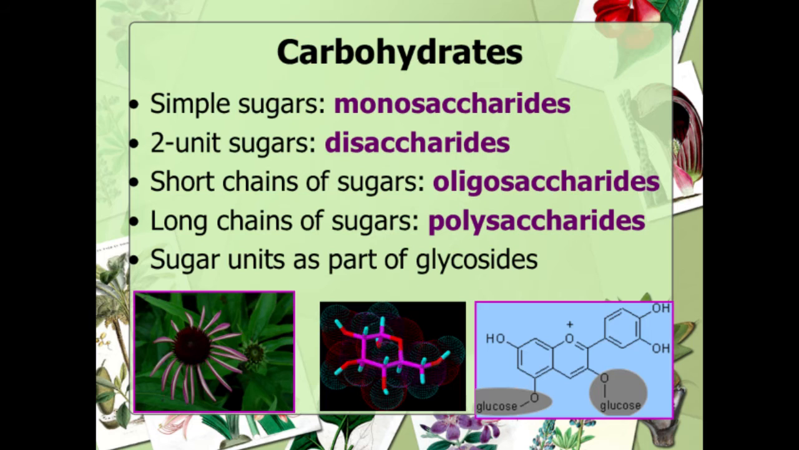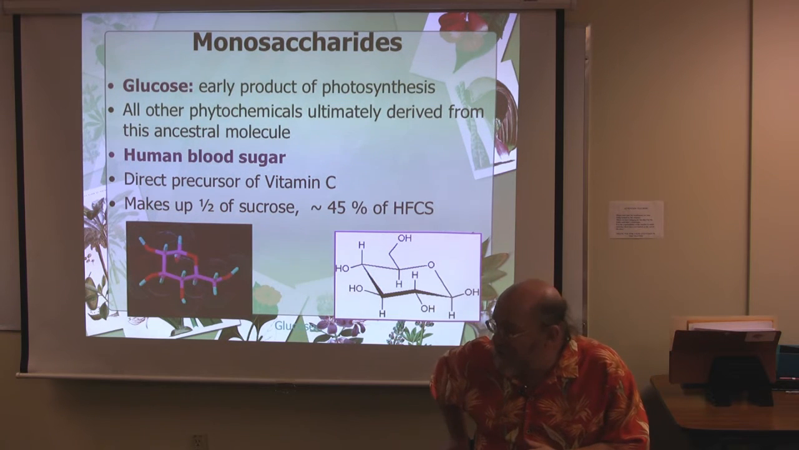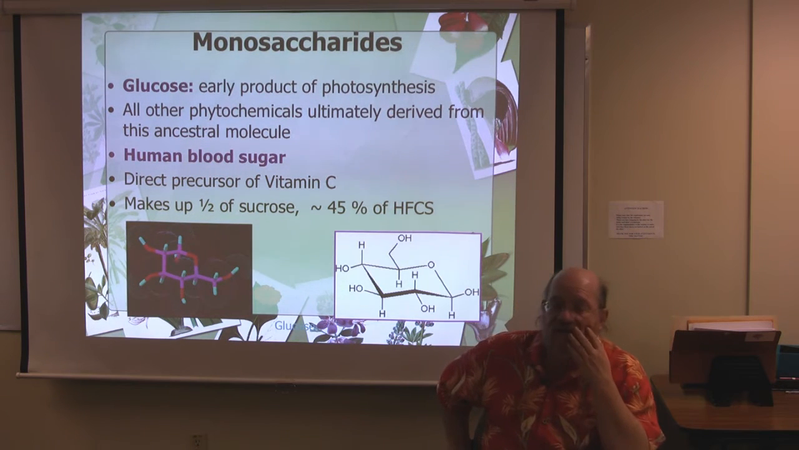Glucose is also called human blood sugar. Sometimes it's called grape sugar. It's a direct precursor, by the way, of vitamin C. We cannot change glucose into vitamin C. At least most humans cannot change glucose into vitamin C.